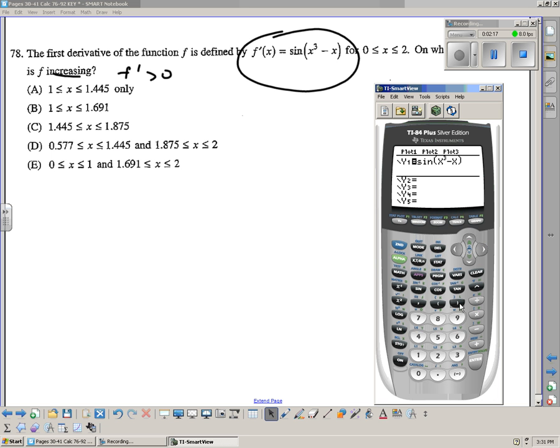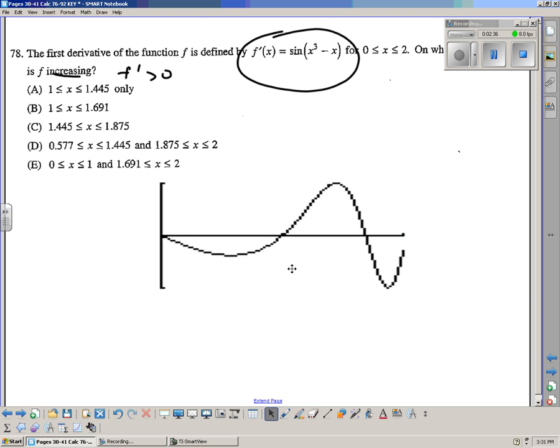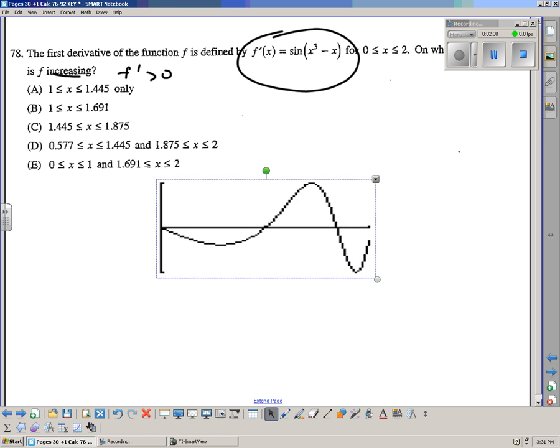And I want to go from 0 to 2, so I want to change my window from 0 to 2. I'm also going to make my y min and max -1 to 1, because sine only goes from -1 to 1. Here's my graph. So here's the graph of what we have going on.